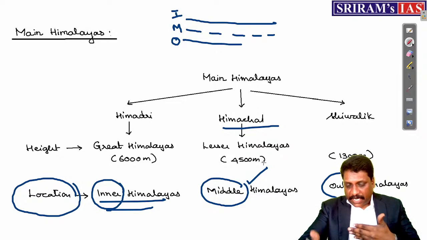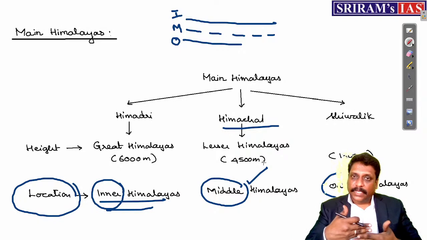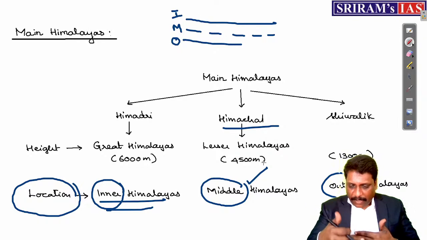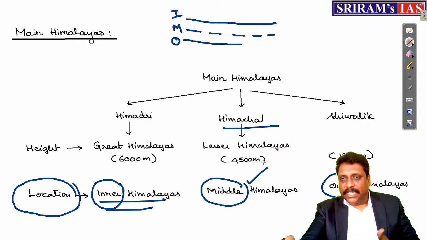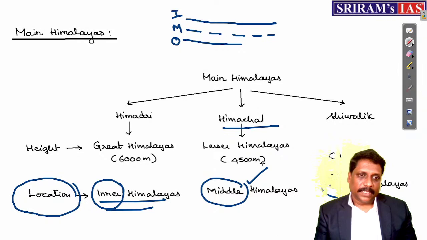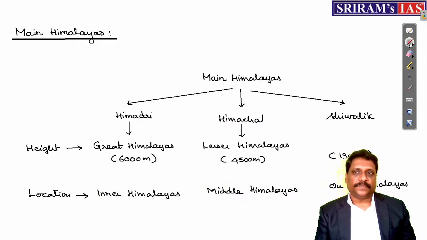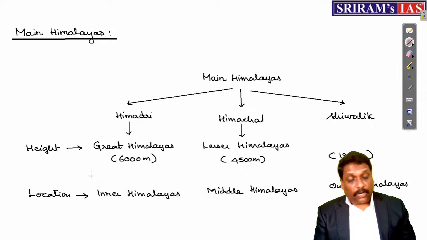Of the three ranges, the innermost I call the Great Himalayas, the Inner Himalayas. Somewhere in the middle, Himachal, I call the Middle Himalayas. Outer, Shivalik, I call the Outer Himalayas. That is the location-based classification. So based on height also I can classify.